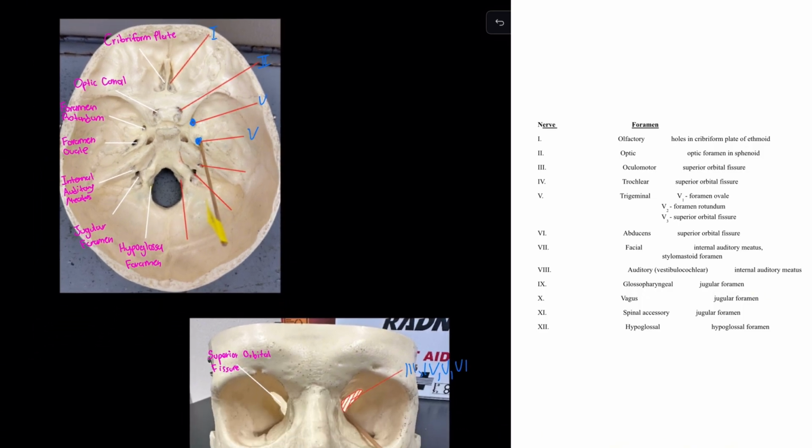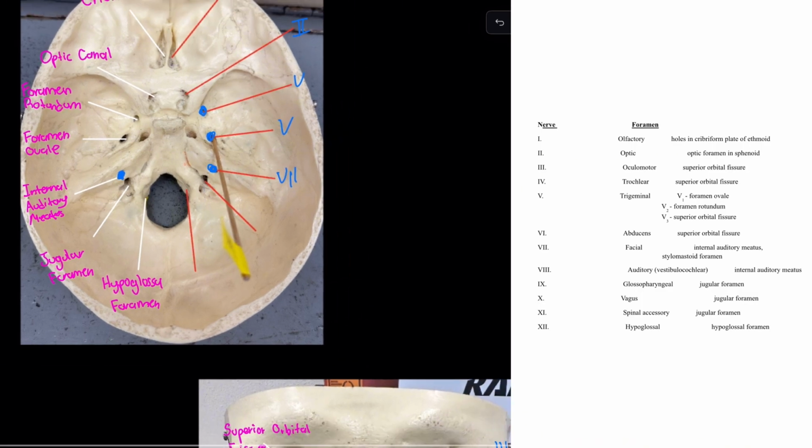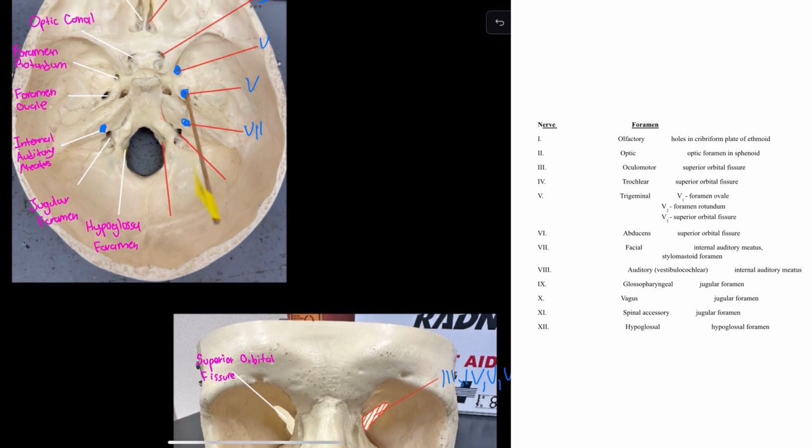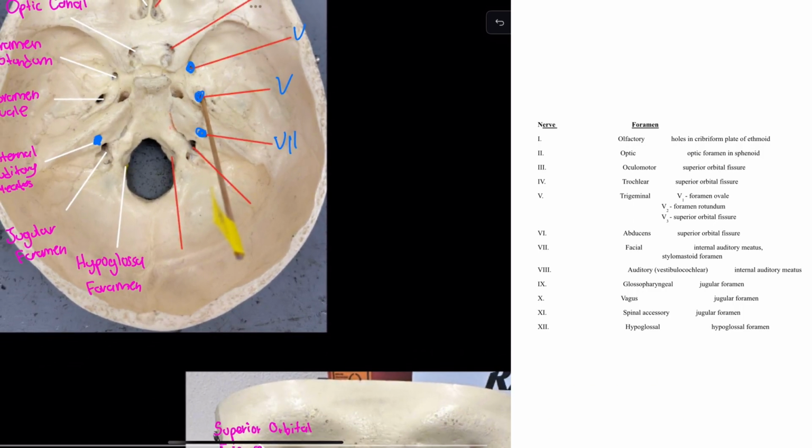Okay, going over the facial, you can find it in 2 foramens, which is the internal auditory meatus and the stylomastoid foramen. I don't have the stylomastoid foramen, so I'm just going to go over the internal auditory meatus. And the internal auditory meatus is this foramen right here. And it's the facial, so it's the 7th nerve. In the internal auditory meatus as well, you can also find the auditory nerve, or the vestibulocochlear nerve. So it's the 8th nerve.